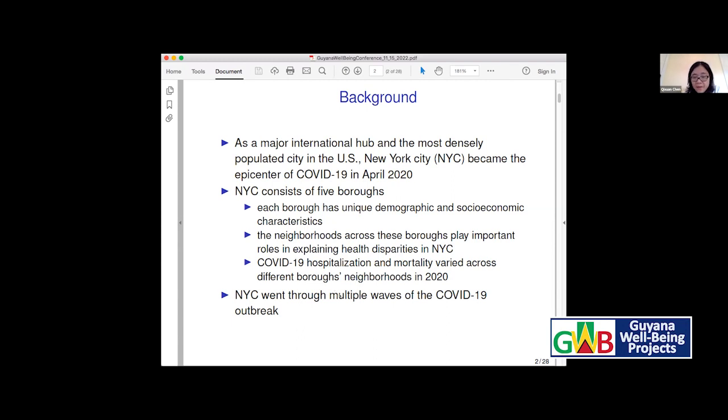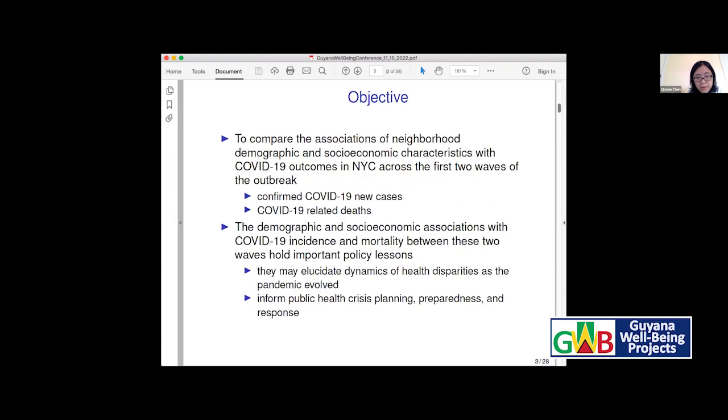In other studies, not COVID, it has already been shown that the neighborhoods across these boroughs play important roles in explaining health disparities in New York City. And in early 2020, we also saw COVID-19 hospitalization and mortality vary across different boroughs and neighborhoods. And New York City went through multiple waves of the COVID-19 outbreak.